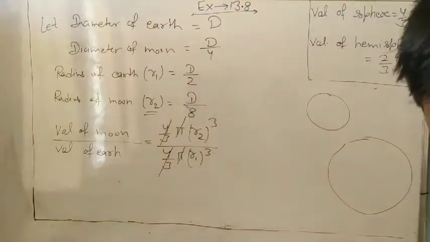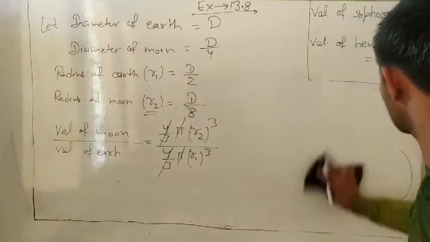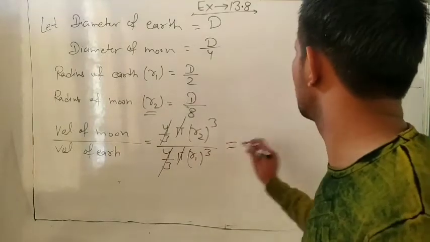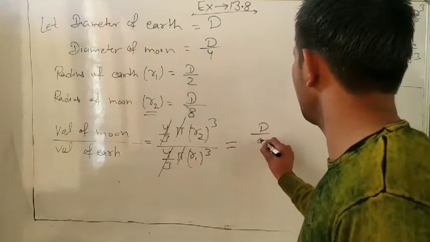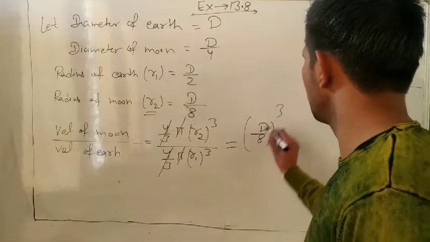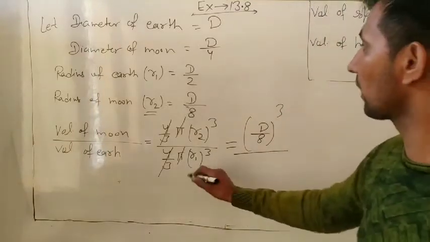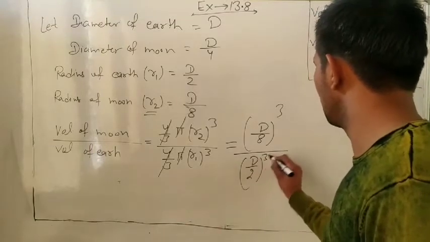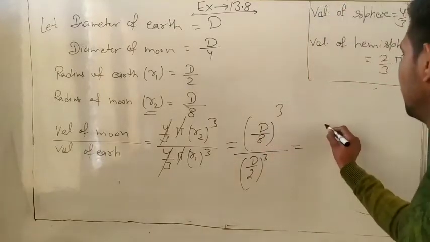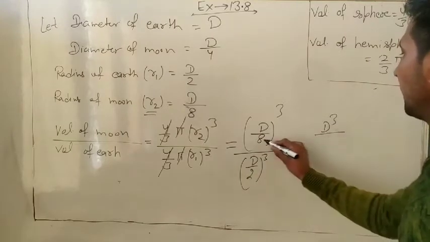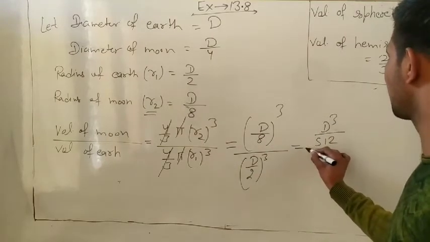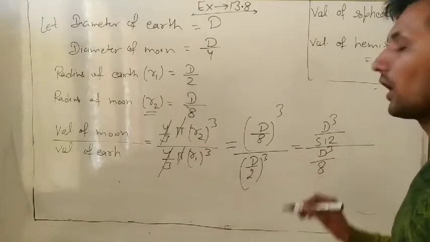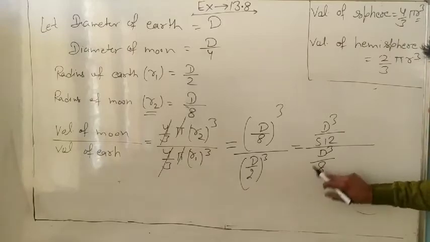So next, what will we do? We will write r2 cube. r2 is how much? D upon 8 cube. Now it is a divide sign. Now r1 is d upon 2, cube. So we can write d cube upon 8 cube, 512, and now divide. So d cube upon 2 cube is 8. Now what will we do? First and fourth multiply, second and third.